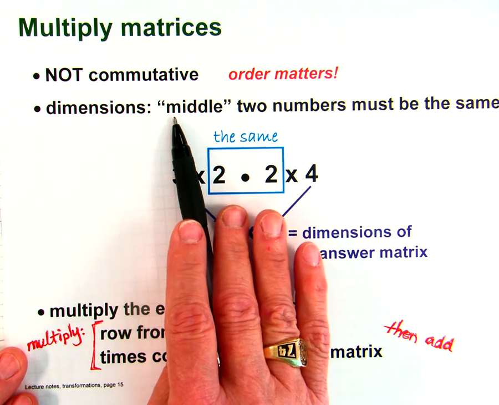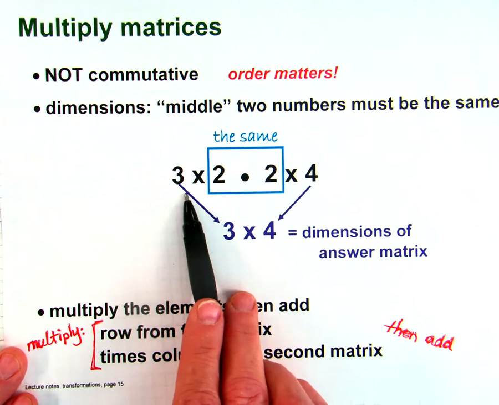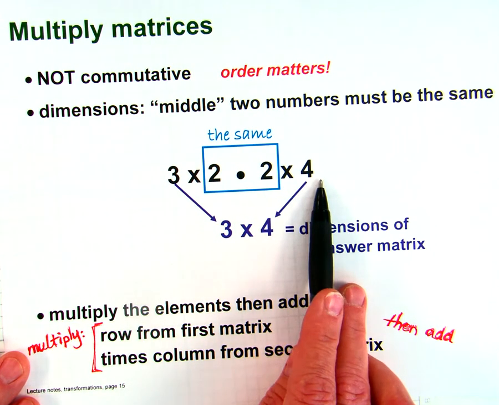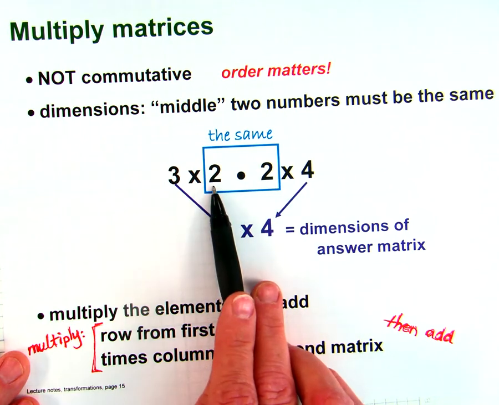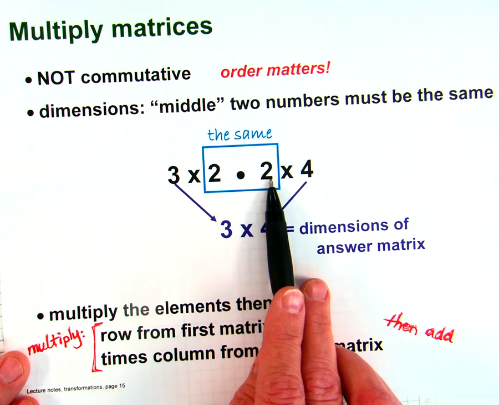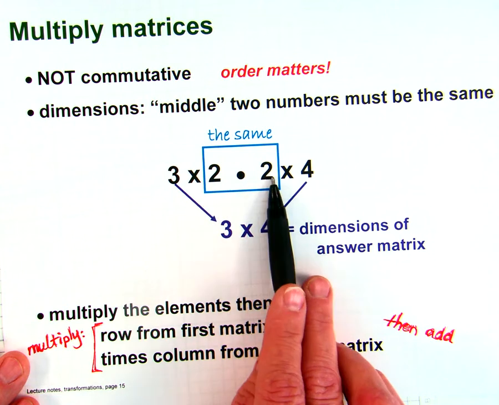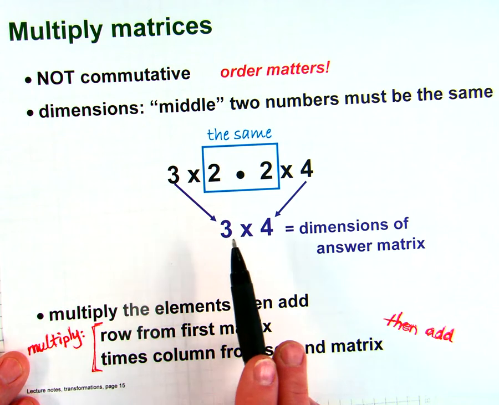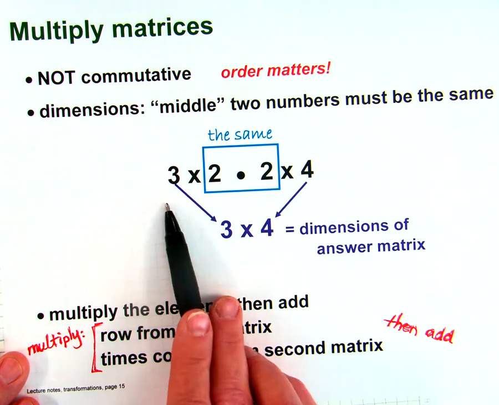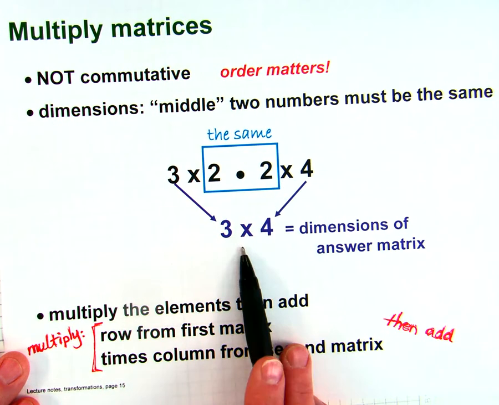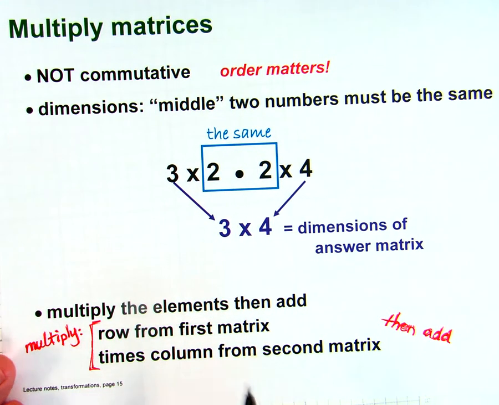Okay, so the dimensions. The middle two numbers: if I'm going to multiply a 3 by 2 matrix times a 2 by 4 matrix, I can, if the columns of the first matrix are the same number as the rows of the second matrix. If they are not the same, I can't do it. The resulting matrix will be the leftover numbers, a dimension of 3 by 4. I'm going to multiply and then add.